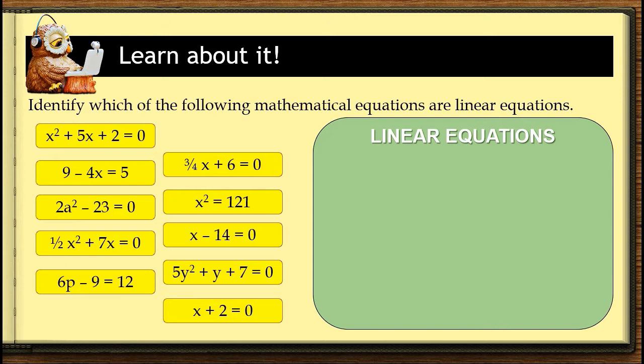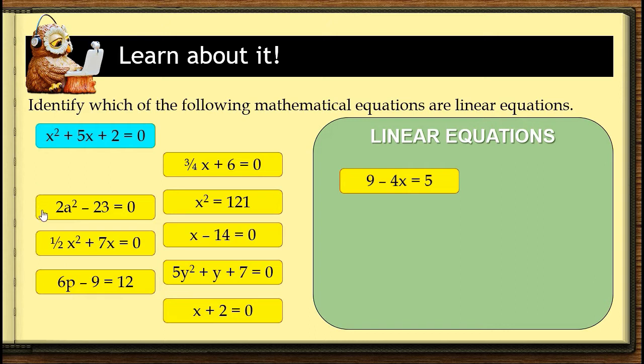Are you ready? Okay, let's start. So the first equation here is x squared plus 5x plus 2 equals 0. Is this a linear equation? No, it is not a linear equation. How about 9 minus 4x equals 5? Yes, it is a linear equation in one variable because the highest exponent of x is 1.